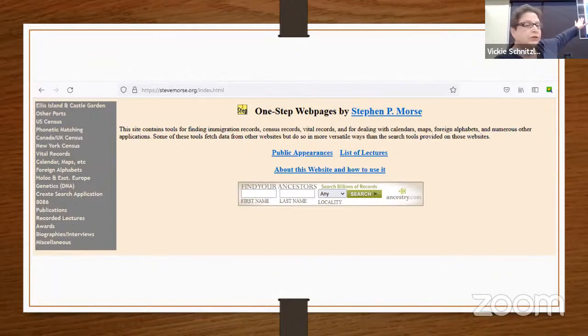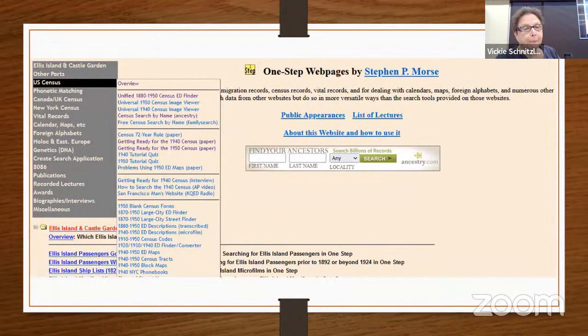So in this first column, the menu box over on the left-hand side, we want to go down to the third item that says US Census. Next slide. Right there we are. And we're going to click on that. Next slide. And we have another drop-down column. At the very top of that, under the word overview, we have something that's called the Unified 1880 to 1950 Census ED Finder. That's what we want to click on right there. Okay, next slide.